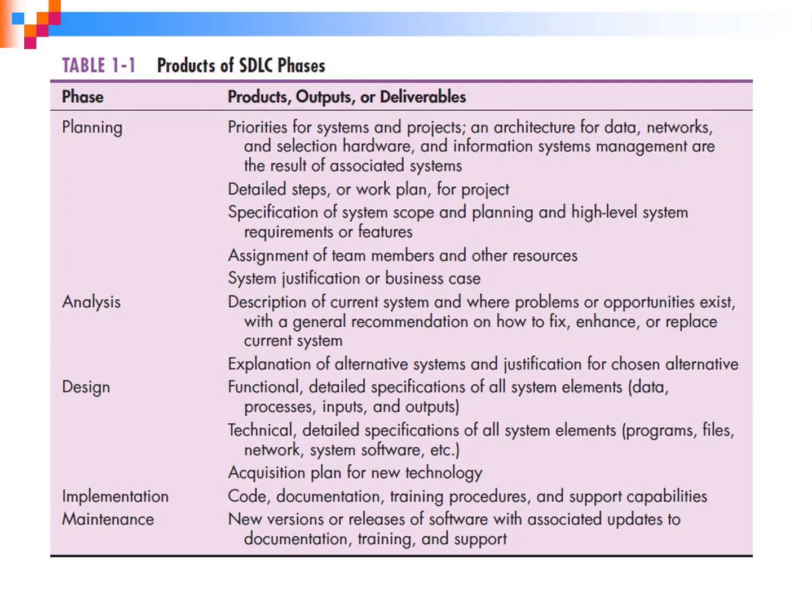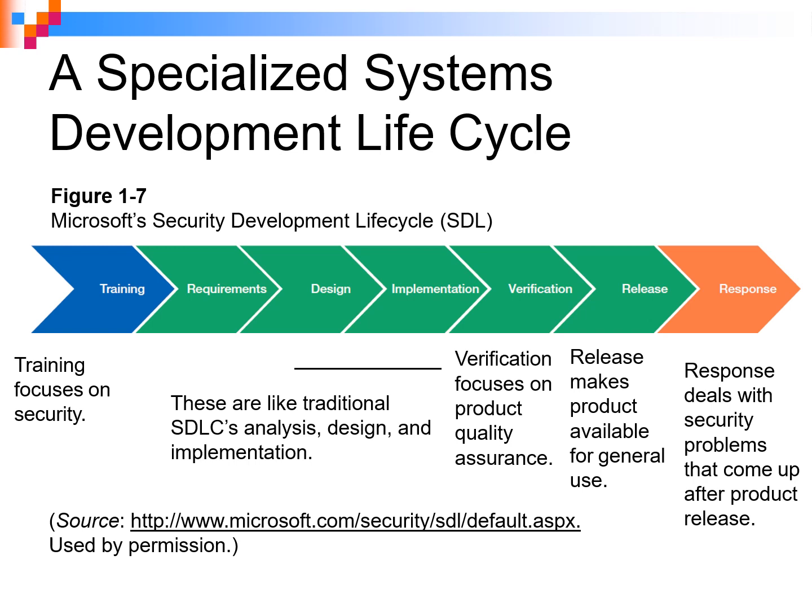Okay, and then the fourth one is implementation maintenance. So here the product is code, documentation, training procedure, and support capabilities. Okay, so the new versions of release or release of software with associated updates to documentation, training, and support. Okay, so on your screen is the specialized system development life cycles. So this is used by Microsoft and they called it as Microsoft Security Development Life Cycles. So it starts with training, requirements, design, implementation, verification, release, and response.